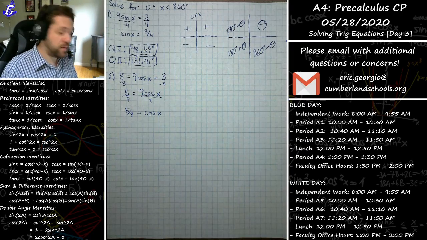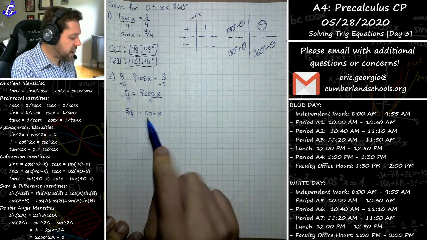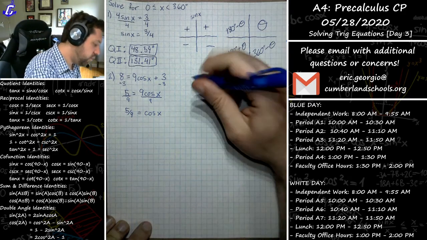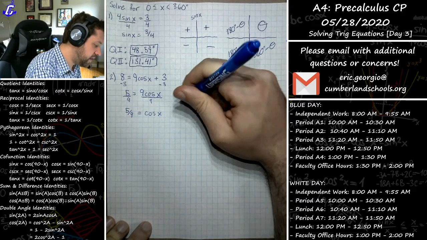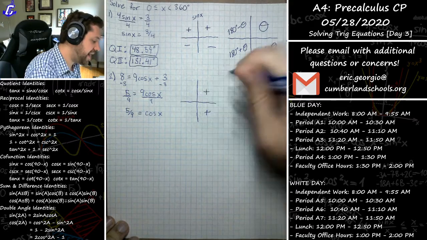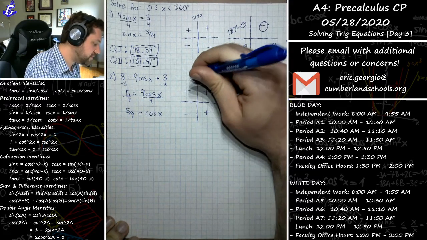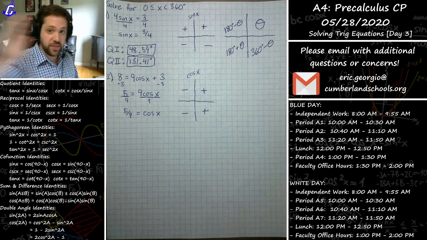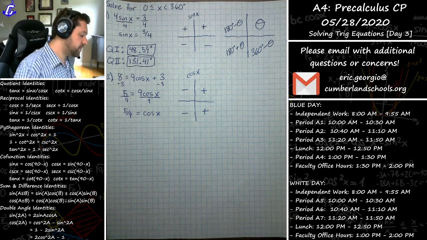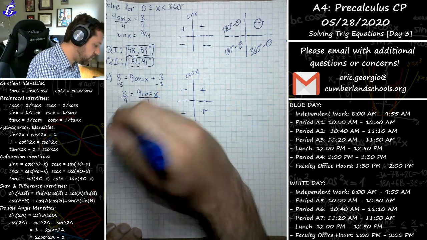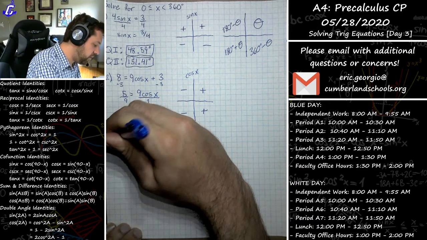Now I pause for a moment and I say, ooh, the cosine of an angle is equal to a positive quantity. Where is cosine positive? Well, going back to our little diagram here, we know cosine representing x is positive in the first and the fourth quadrant, not in the second or third, because x being positive means we're going to the right. So that means that my objectives are I want to get an angle from quadrant 1, I want to get an angle from quadrant 4.